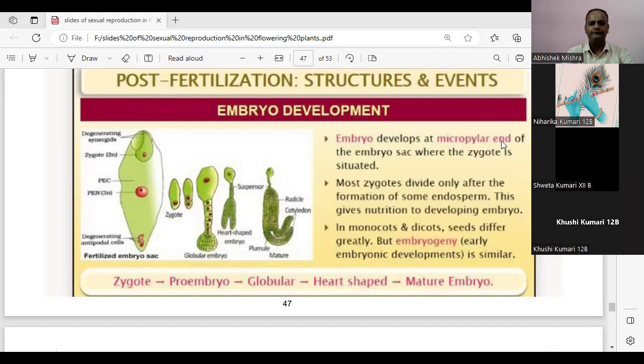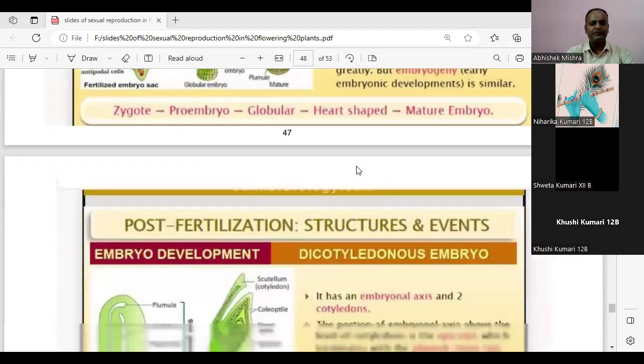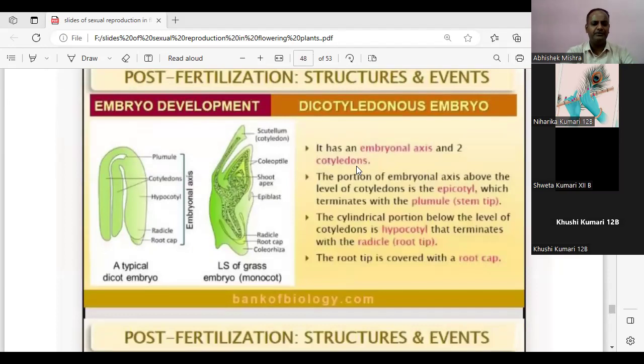Okay, fine. So the embryo develops at the micropylar end where the zygote is present, and this zygote divides after the formation of endosperm, because the endosperm gives nourishment to the developing zygote, the developing embryo. And now we will study, students, the difference in embryogeny. Embryogeny means embryonic development in monocots and dicots. Now the dicotyledonous embryo.